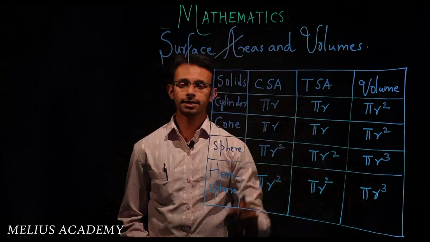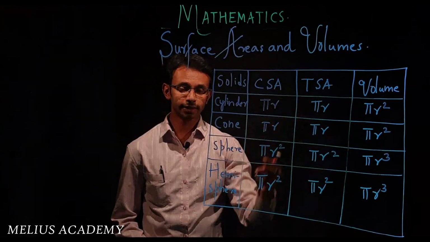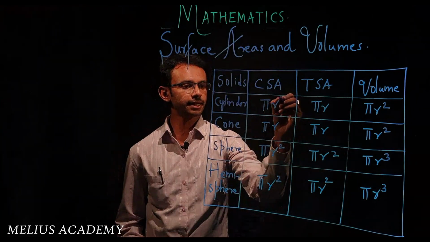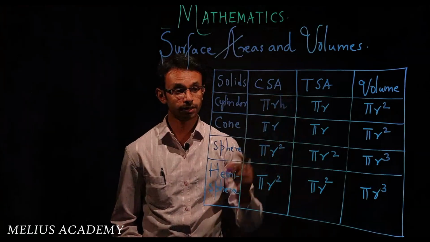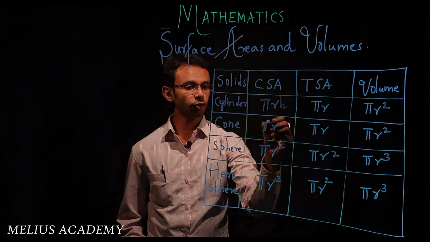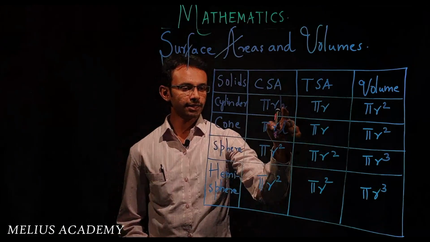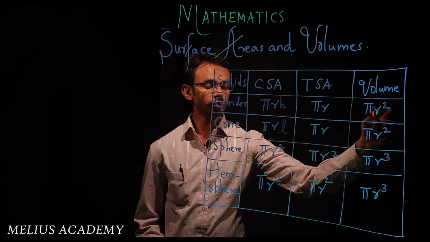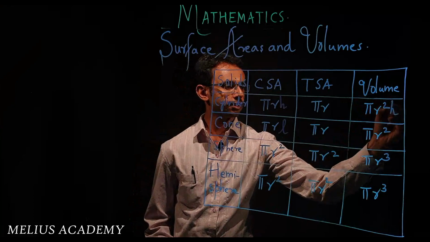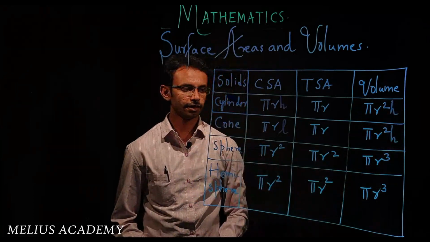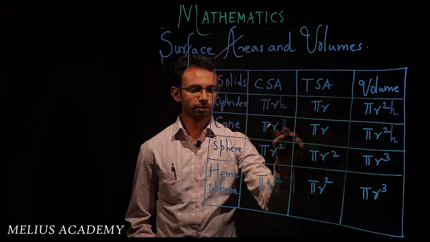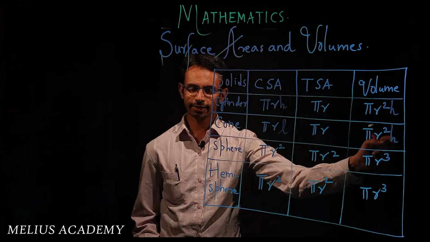Then coming to the next, the neighbor of r. What is to be written next to r? In CSA, we need to write h, which is the height of the cylinder. But in cone, we need to write L, which is the slant height of the cone. H and L. In the volume section, here h, here also h. There is only one change: here you have L, but here you have to write h itself.